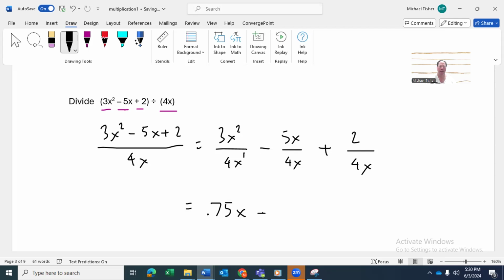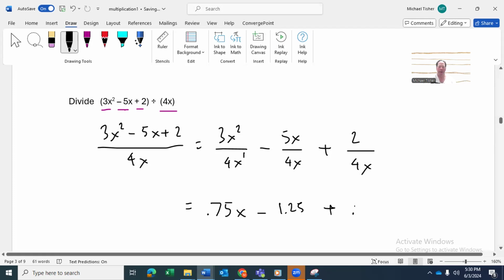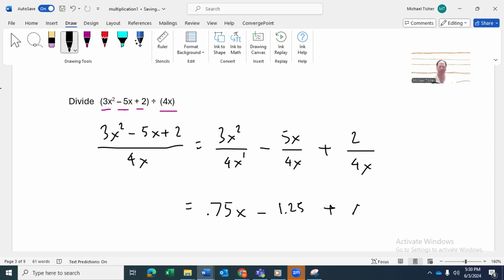Okay, now I have a minus. Now 5 over 4, that's 1.25. And that's x over x, which is just going to give us 1. And 1.25 times 1 is just 1.25. And then plus 2 over 4 is 0.5. Then we have x at the bottom, so that's over x. Okay, now notice that this answer we get is not a polynomial.